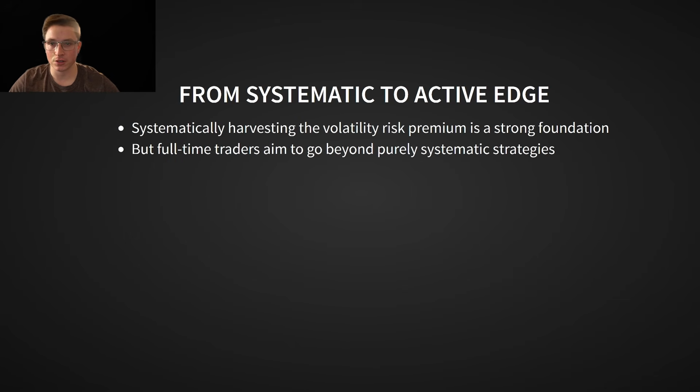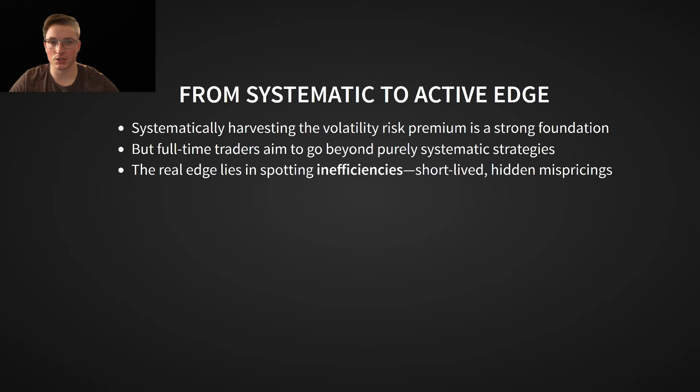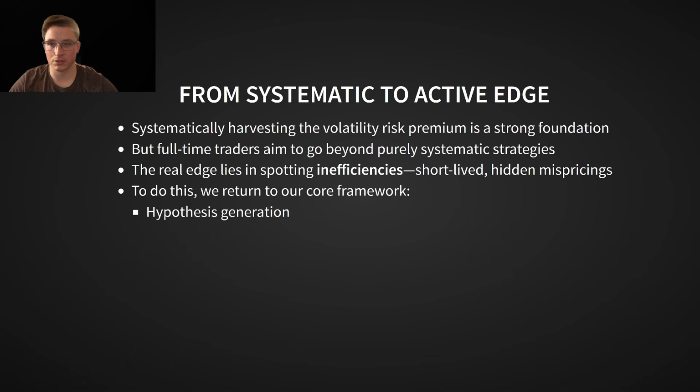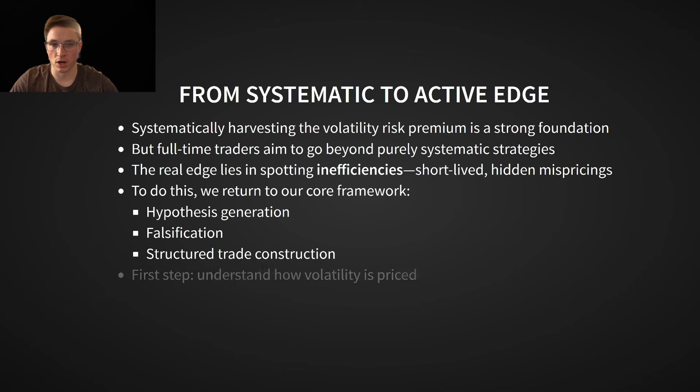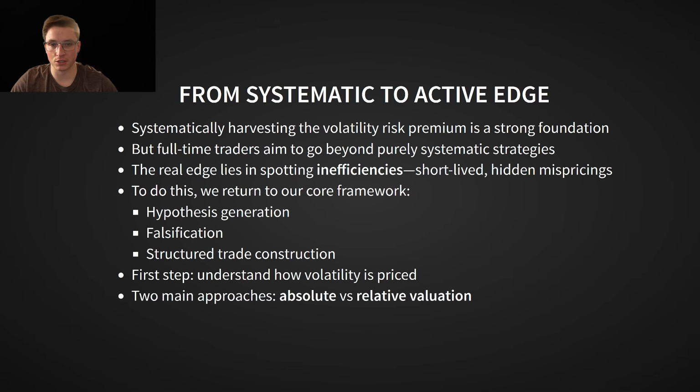But as full-time traders, our objective is to go beyond systematic strategies. Our real edge lies in actively identifying inefficiencies, short-lived, often hidden opportunities to exploit mispricings in volatility. To do this, we return to the framework laid out in part 1, a structured, scientific approach rooted in hypothesis generation, falsification, and careful trade construction. Before we can identify inefficiencies, we need a firm grasp on how volatility is priced. There are two primary methods for this: absolute valuation and relative valuation.